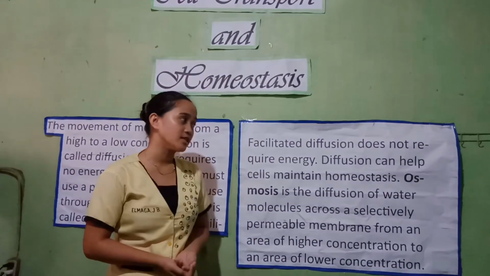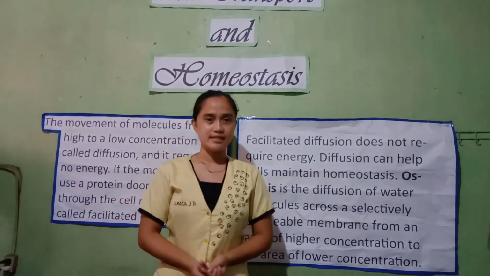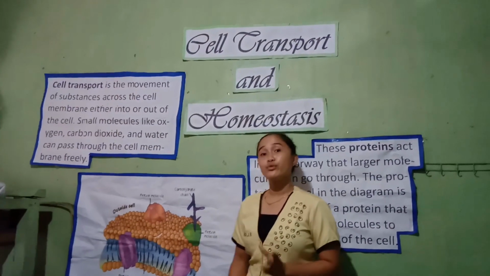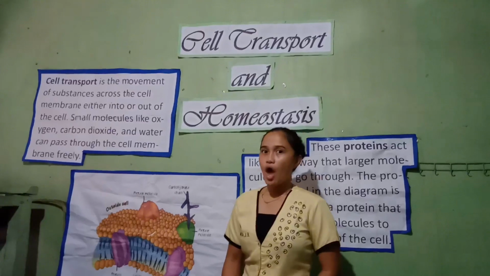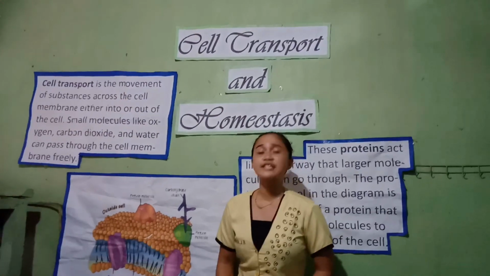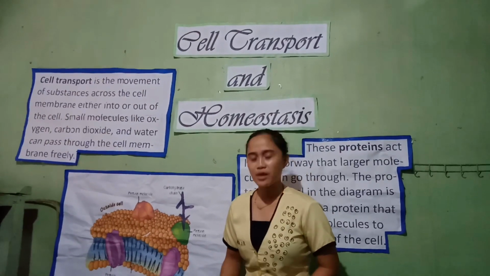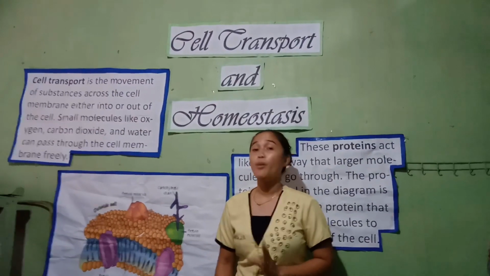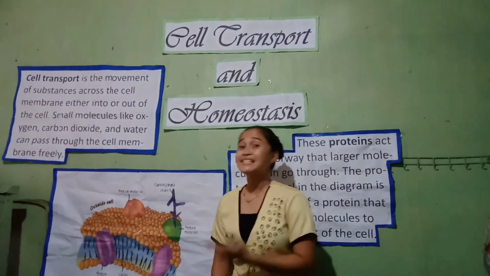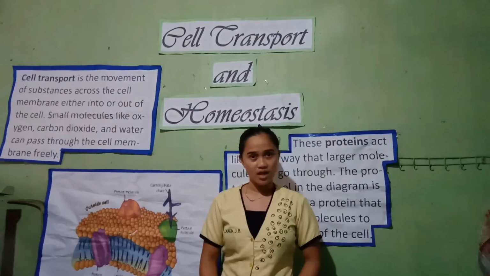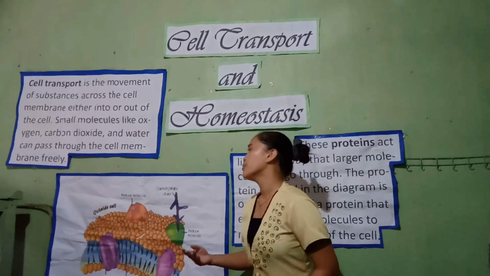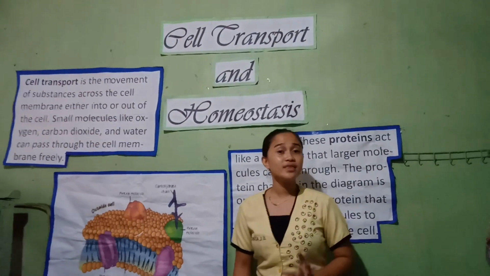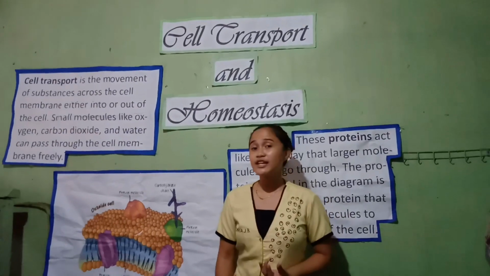Diffusion can help cells maintain homeostasis. Because not all molecules can move through the cell membrane on their own, we say that the cell membrane is selectively permeable or semi-permeable. This gives the cell some control over which molecules can move inside and outside of the cell. In this way, the cell membrane helps maintain homeostasis within the cell to make an organism stay alive and healthy.